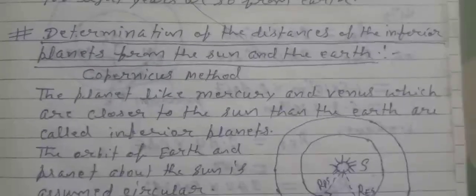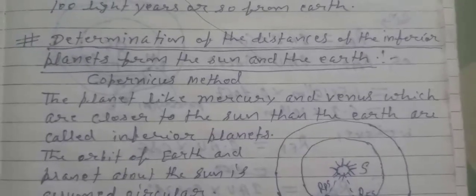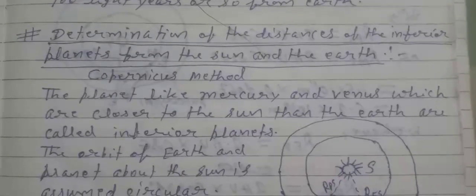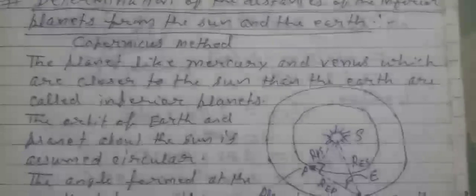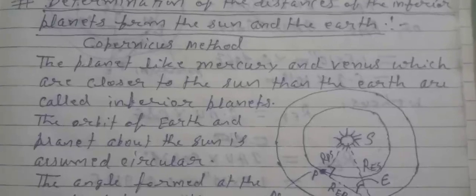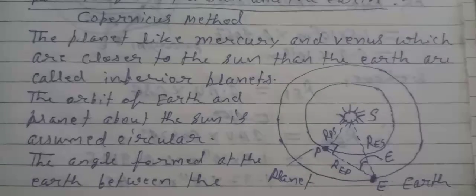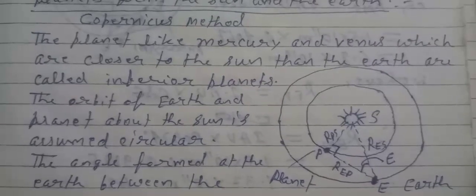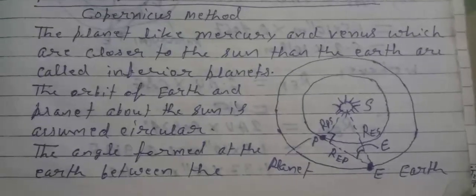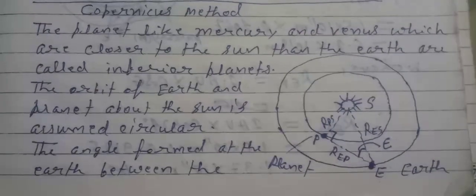Now, determination of the distance of the inferior planet from the Sun and the Earth. Copernicus method. This method is also known as Copernicus method because it was developed by Copernicus. He was an astrophysicist, not an astronaut. The planets like Mercury and Venus, which are closer to the Sun than the Earth, are called inferior planets.